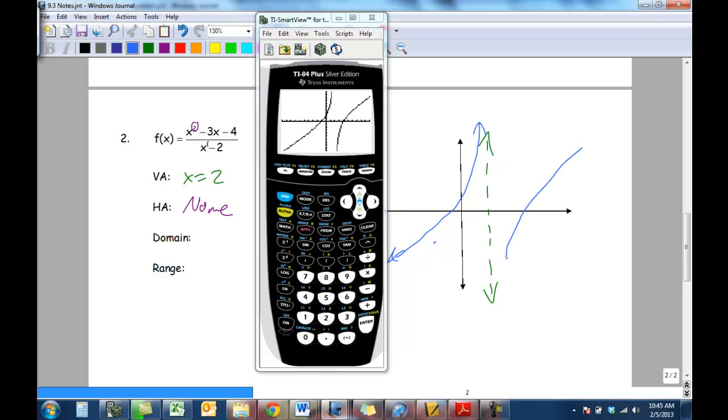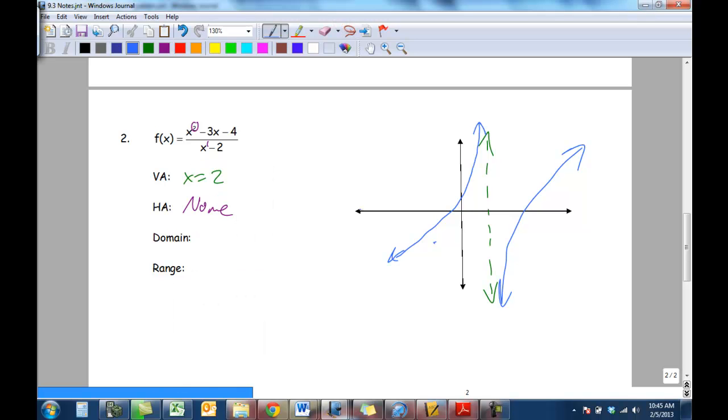And this goes like that. So there's our graph. Now, domain. What x values are being used? Well, everything negative up until we get to 2, right? And then once we get past 2, everything else is being used. So the domain is all real numbers except 2.